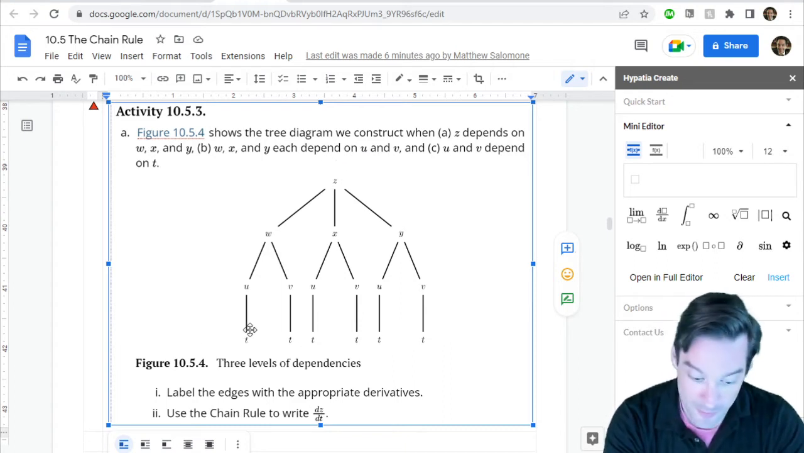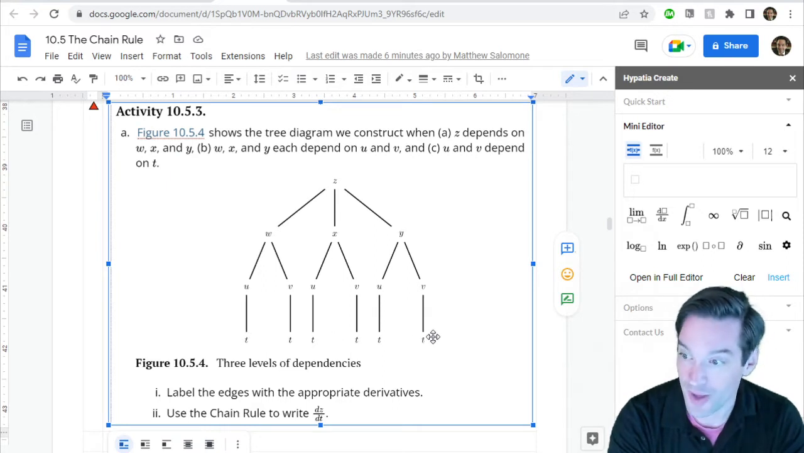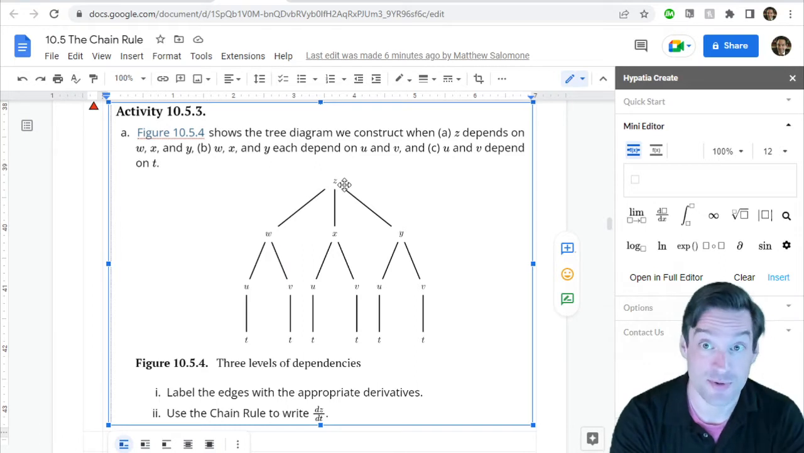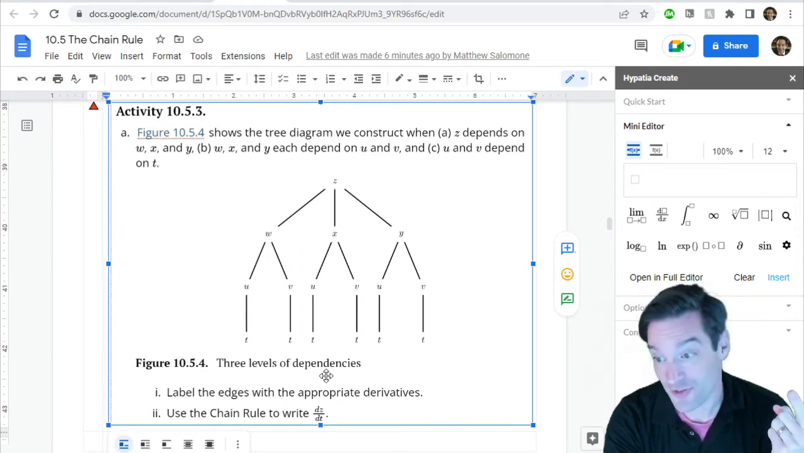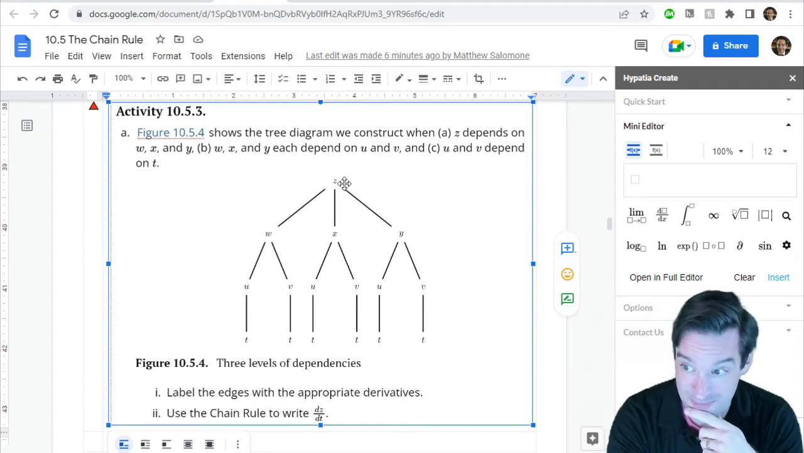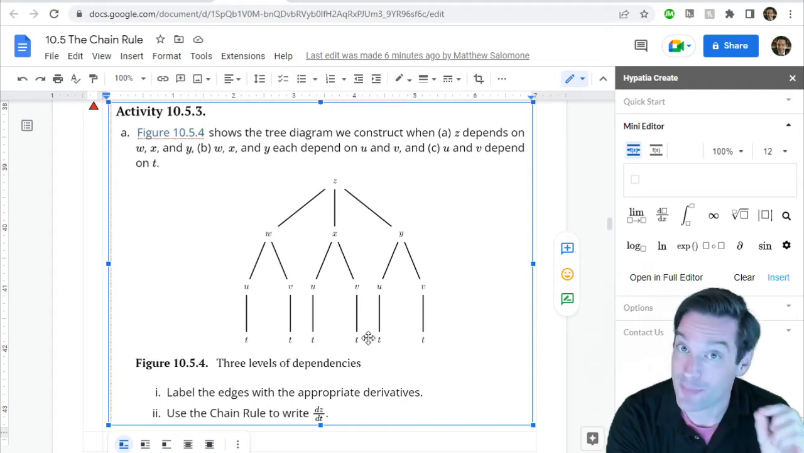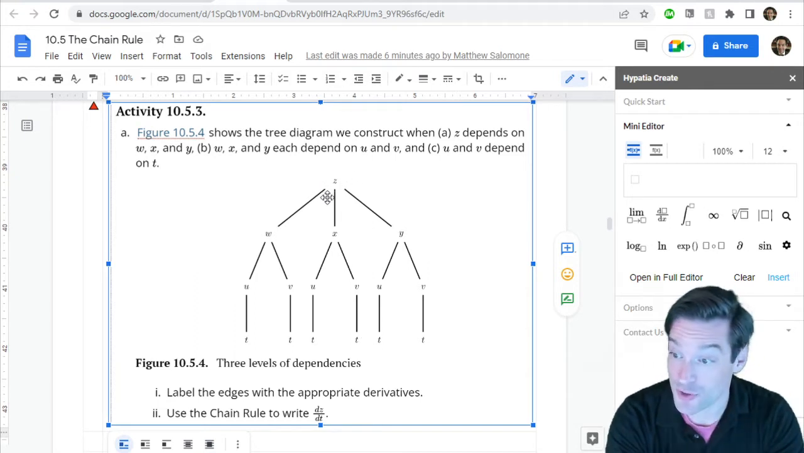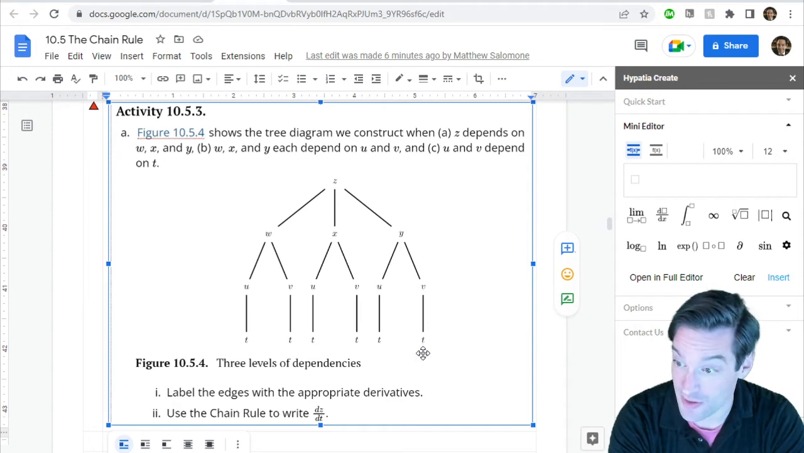Right? So we feed a single number t into the beginning of this machine. That t produces both a u and a v. Those u and v together produce a w, x, and y. And then those w, x, and y together produce a z. And so the ultimate question is, how do I find a formula for the rate of change of z with respect to t? So if I change this t input by a little bit, how does this ultimate z output change as a proportion to the amount by which I changed the input?